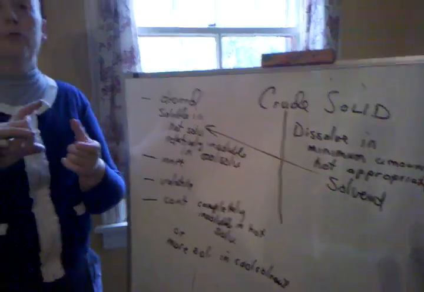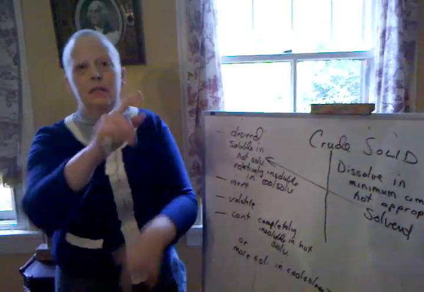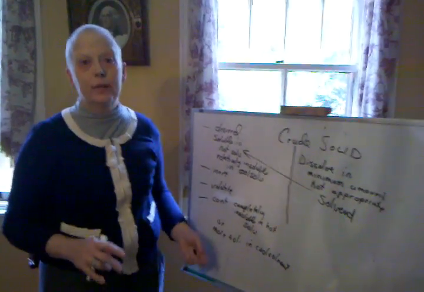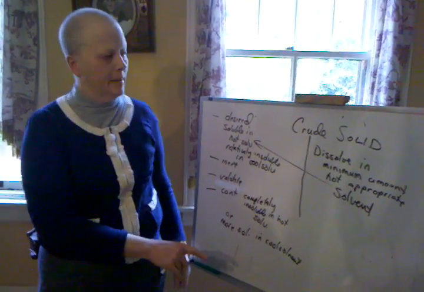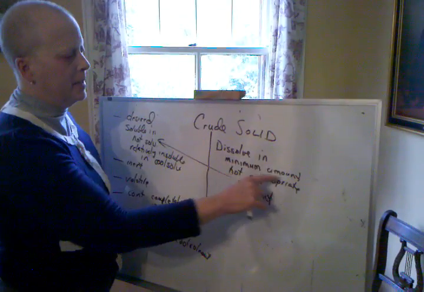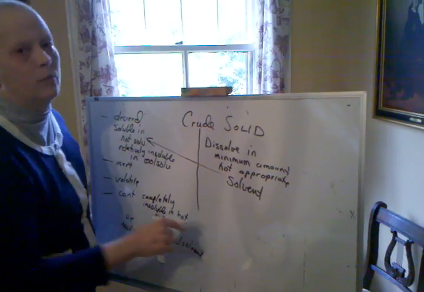So what you're doing is you're manipulating these solids, and you're hoping they have different solubilities at different points in the process so you can get rid of them. All of this will allow for a separation. So what you do is you take your crude solvent and dissolve it in the minimum amount of hot appropriate solvent. What does that mean?